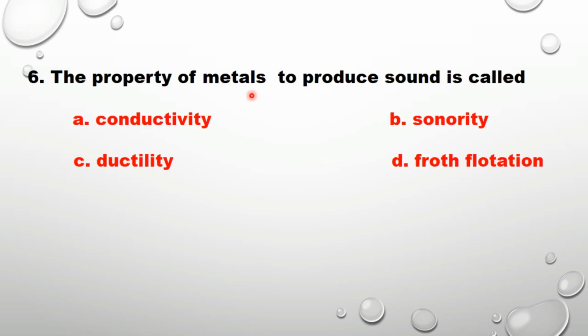Sixth question. The property of metals to produce sound is called option A conductivity, B sonority, C ductility, D flotation. And the answer is option B sonority. Metals produce a sound when they are struck, that is called sonority.